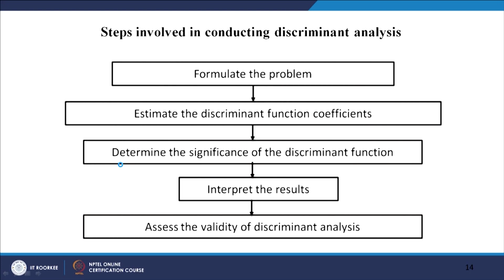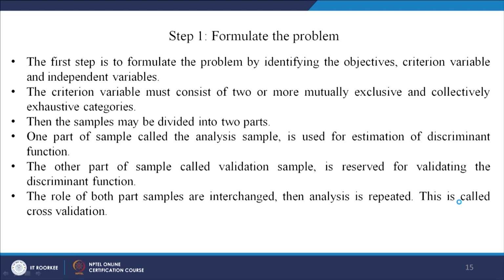Okay. So, what are the steps involved? First you formulate the problem, estimate the different discriminant function coefficients, determine the significance, interpret the results, and assess the validity. Now, step 1, how do you do that? So, the first step is to formulate the problem by identifying the objectives, criterion variable and independent variables. So, what is your dependent variable, what is your independent variable and what is the objective of the study, right. First you need to formulate.